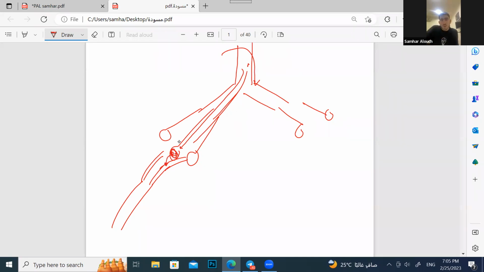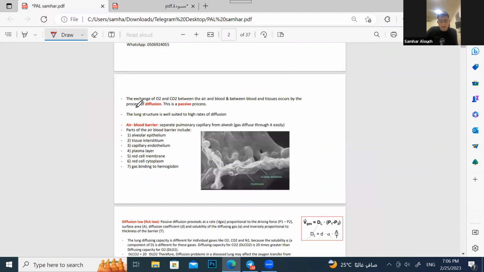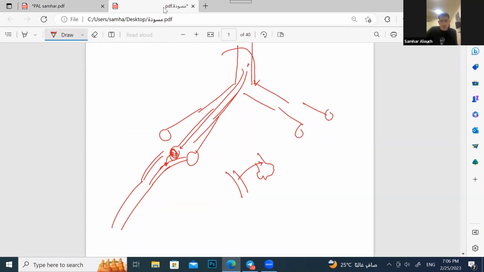And from the blood capillaries, it also needs to be transported to the muscles, let's say, of the hand. This transport mechanism is actually passive diffusion. So here it says the exchange of O2 and CO2 between the air and blood and between the blood and the tissue occurs by the process of diffusion. And this is a passive process.